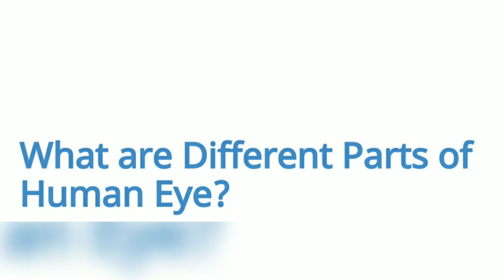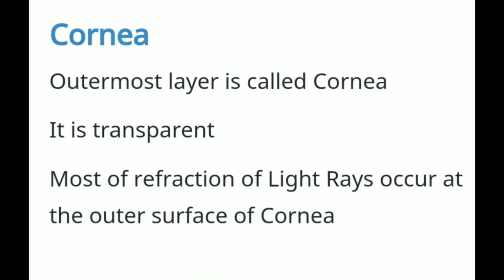So let us jot down the different parts of the human eye with their functions. The first one is the outermost layer called cornea. It's a transparent layer and most of the refraction of light rays occurs here. That is, maximum bending takes place at the cornea.